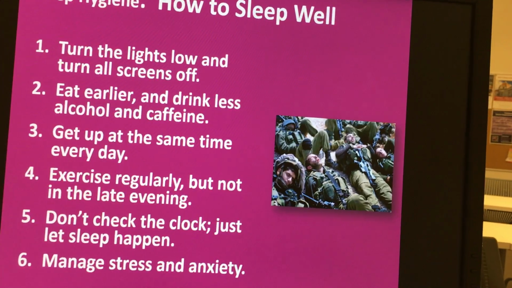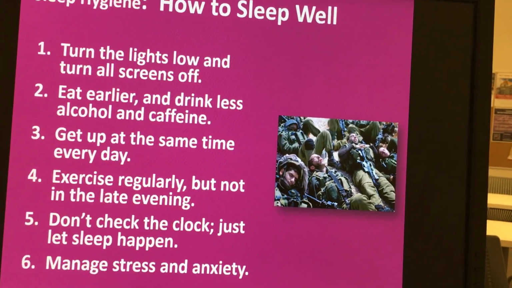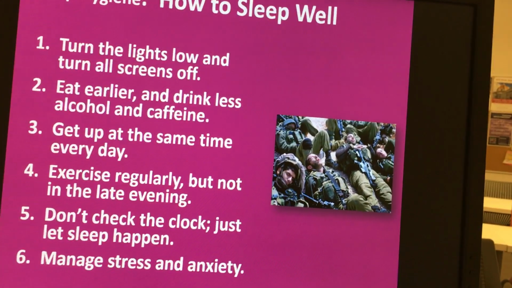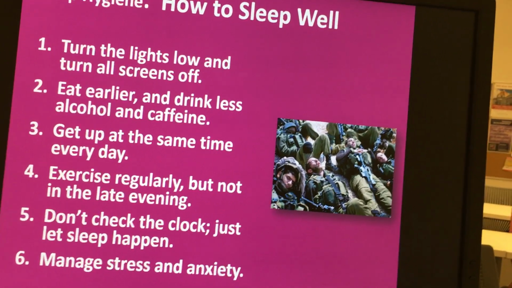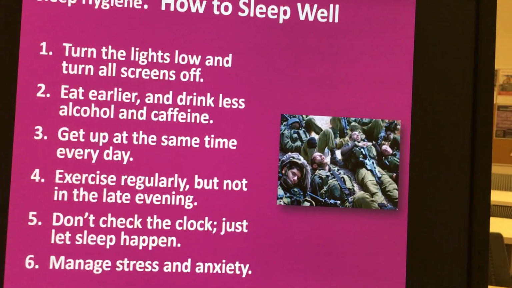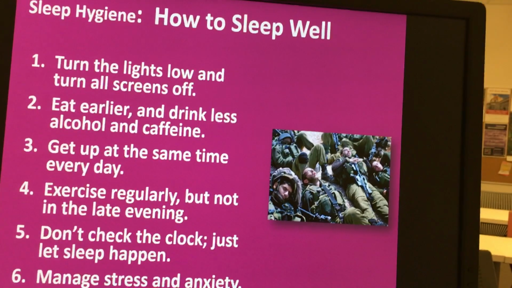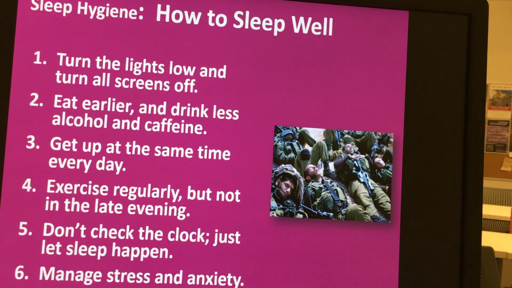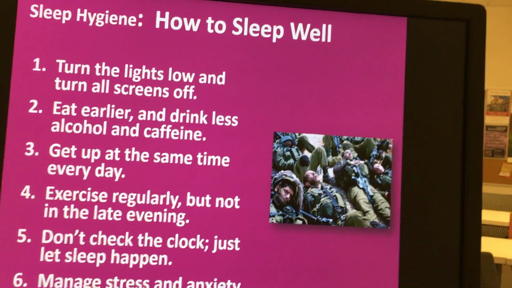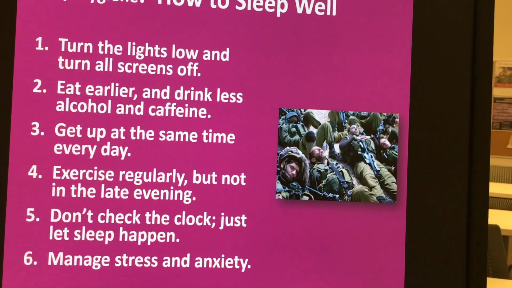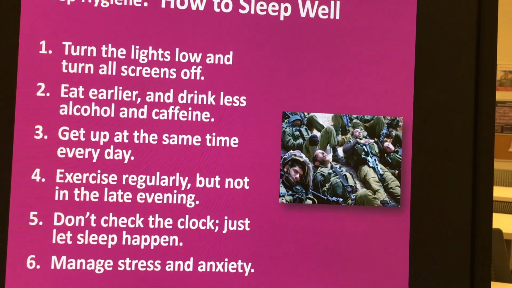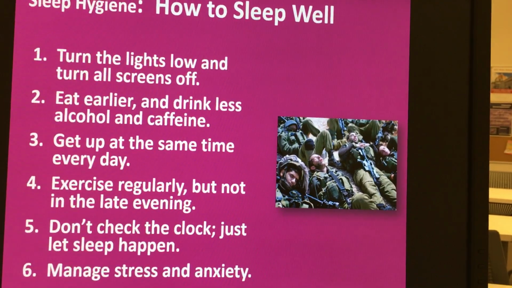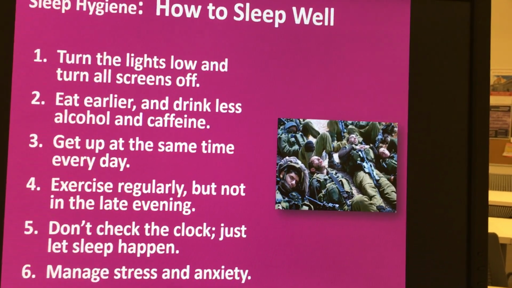Don't check the clock basically refers to the fact that if you start thinking about what time it is and how little sleep you have gotten so far, you are going to get your brain into beta activity, which is the kind of level of activity that is not conducive to falling asleep. And so you want to be as relaxed as possible in the effort to go back to sleep. Okay, so this is a list of useful strategies to think about.